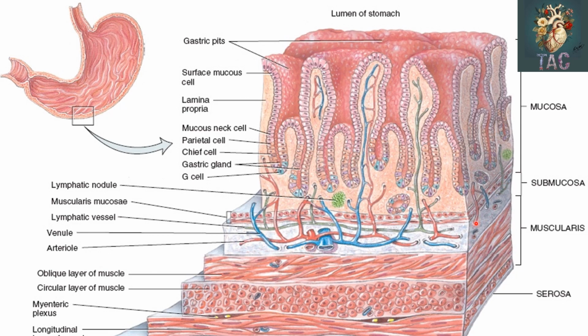Below the mucosa is the submucosa, which is moderately dense connective tissue, again containing larger blood vessels, nerves, lymphatics, and the submucosal plexus of nerves.